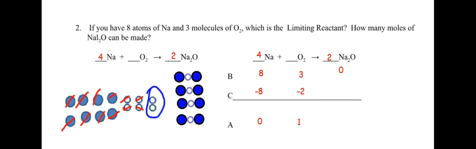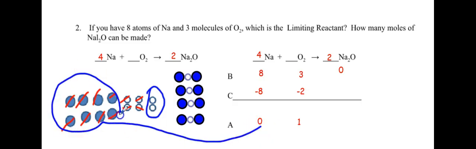See what happens. All right, this 0 tells me I used them all up. This 1 tells me I still have 1 molecule left over. And now what? It works. So what's 8 divided by 4? 2. What's 2 times 2? 4. All right, so how many did I make? 4. Does that make sense?